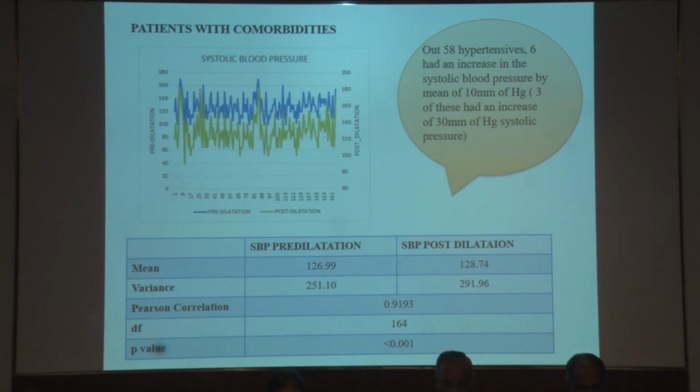And out of the 58 hypertensive patients, 6 patients had an increase in the systolic blood pressure by a mean of 10 millimeters of mercury, and out of these 6 patients, 3 of them had an increase of 30 millimeters of mercury in the systolic blood pressure.